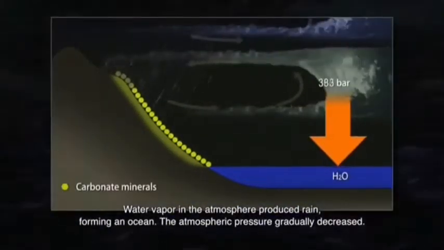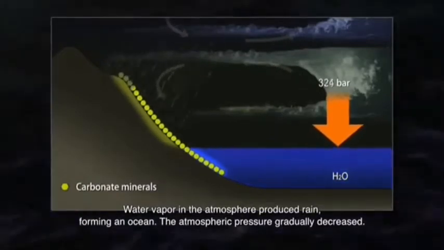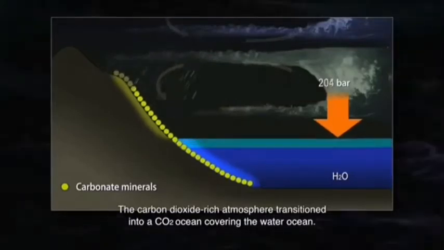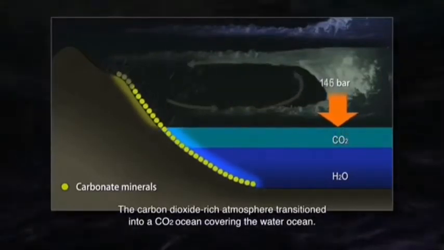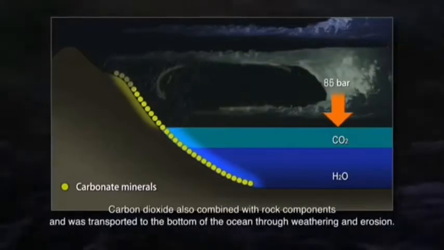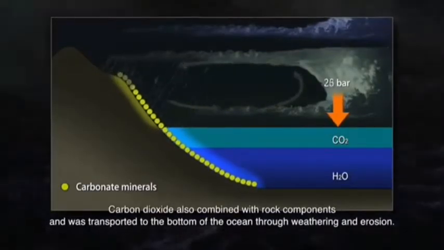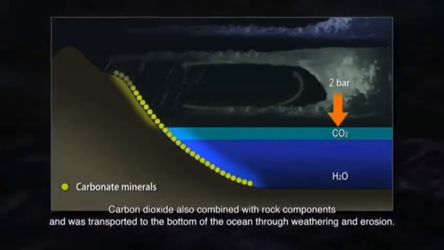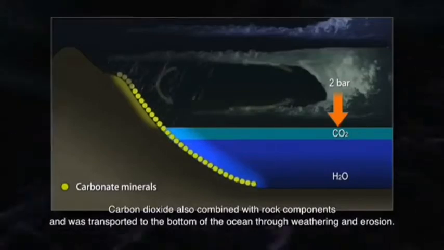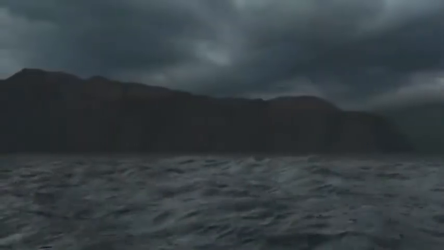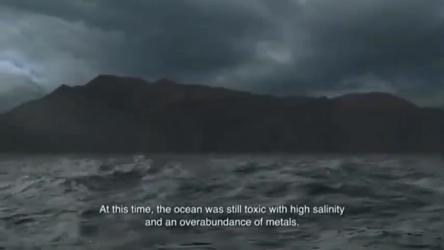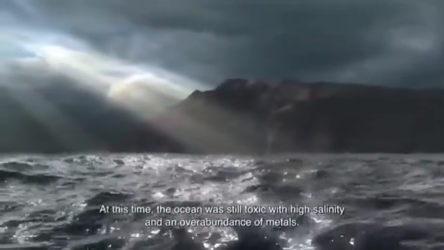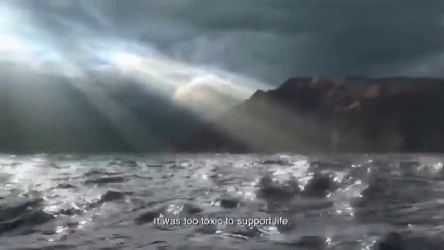The atmospheric pressure gradually decreased. The carbon dioxide-rich atmosphere transitioned into a CO2 ocean covering the water ocean. Carbon dioxide also combined with rock components and was transported to the bottom of the ocean through weathering and erosion. At this time, the ocean was still toxic with a high salinity and an overabundance of metals. It was too toxic to support life.